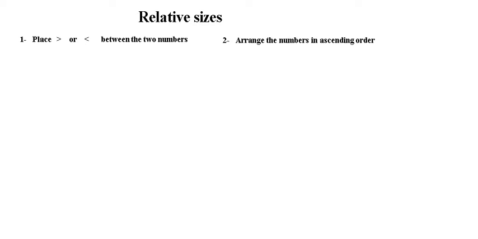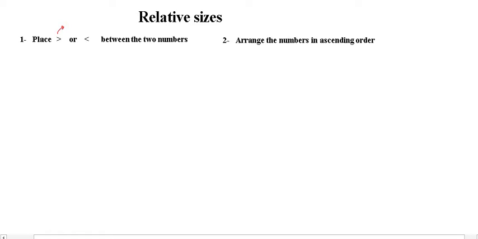Welcome students. In this video we are going to discuss relative sizes. Under this topic we have two things: place a greater sign or lesser sign between the two numbers, and the second one, arrange the numbers in ascending order. We can arrange in descending order as well, but both are the same thing. So let's see how we can do it.